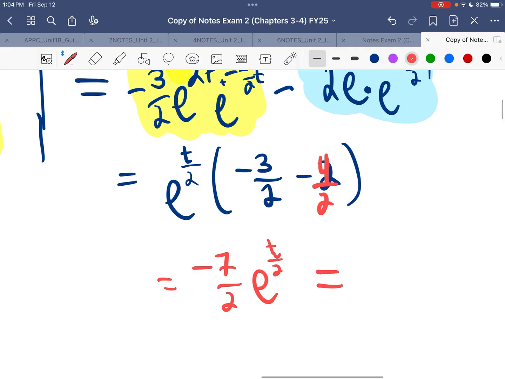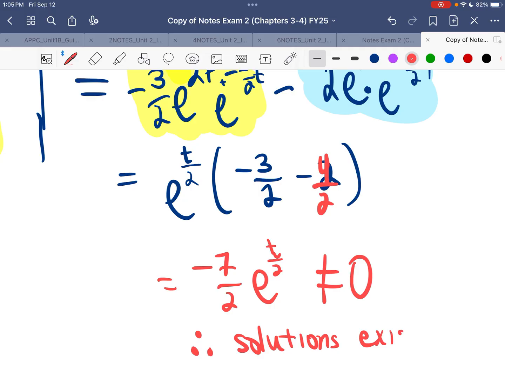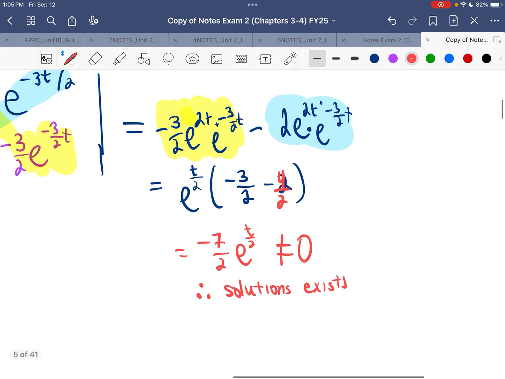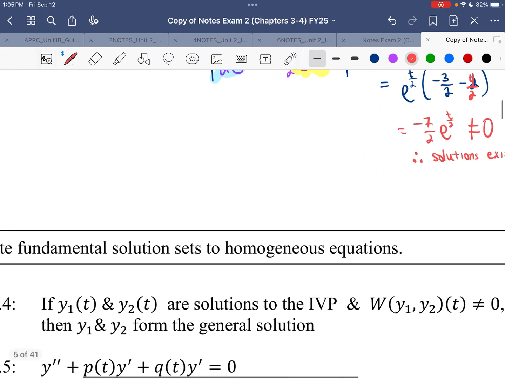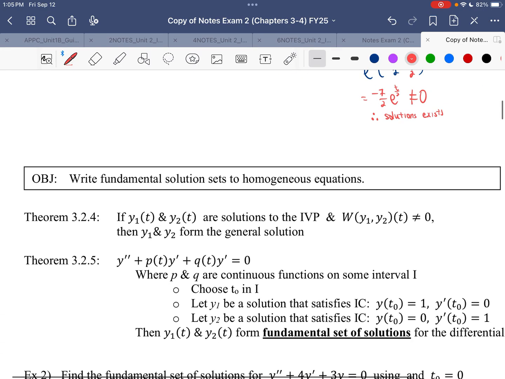Does this equal 0? Obviously not. So because this does not equal 0, there are solutions that exist. Let's actually try to solve one of these.